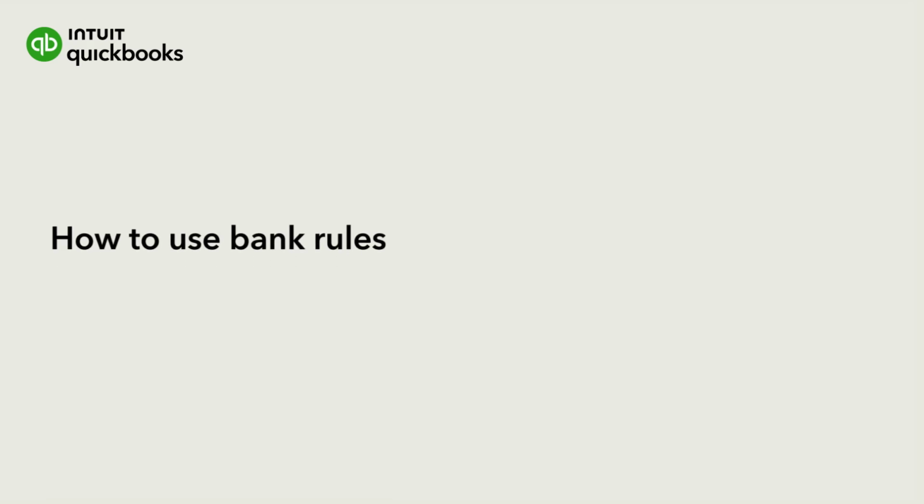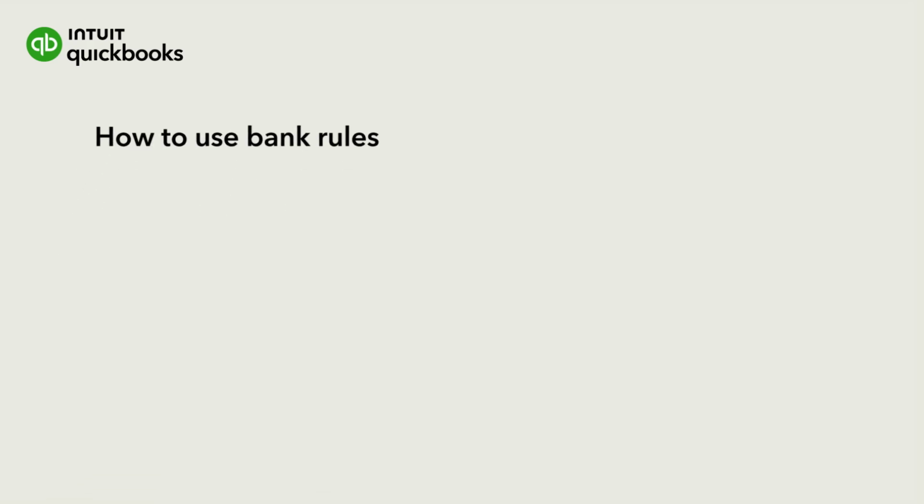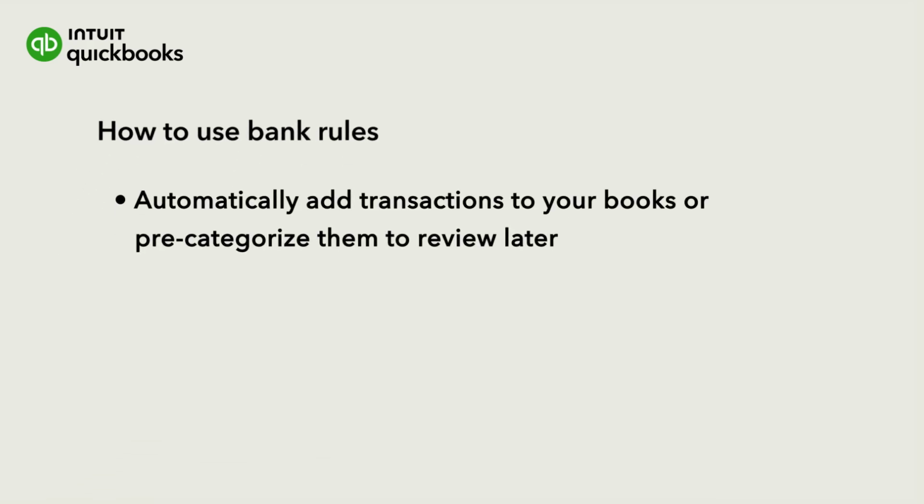A bank rule looks at transactions coming in from your bank or credit card and then either adds them to your books automatically or pre-categorizes them for you to review. Let's go over how to create, use, and edit bank rules to make categorizing transactions faster.